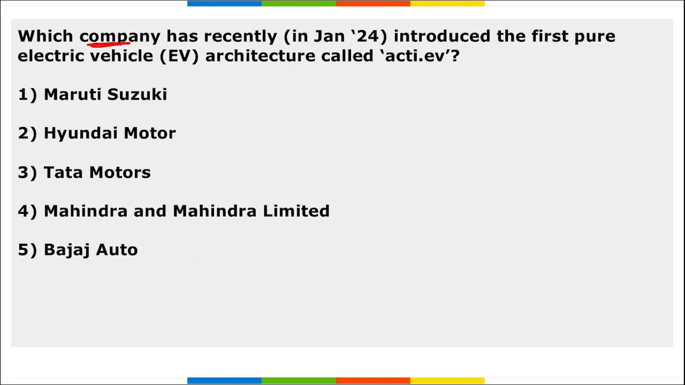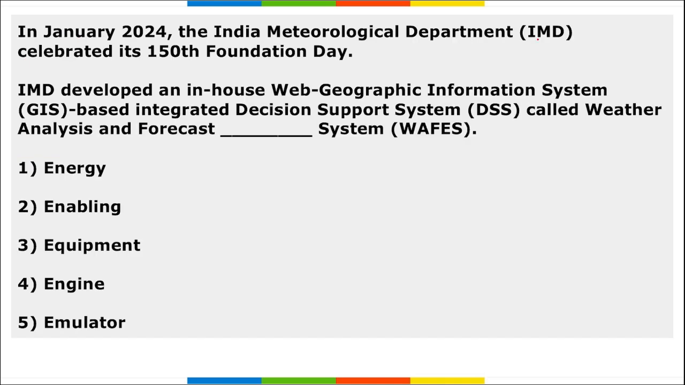Next, which company has recently introduced the first pure EV architecture called Active.EV? It is Tata Motors, right? Tata Motors introduced their first pure electric vehicle architecture called Active.EV, which will be the future portfolio of various electric vehicles such as Punch, Sierra, Harrier, etc. Correct?